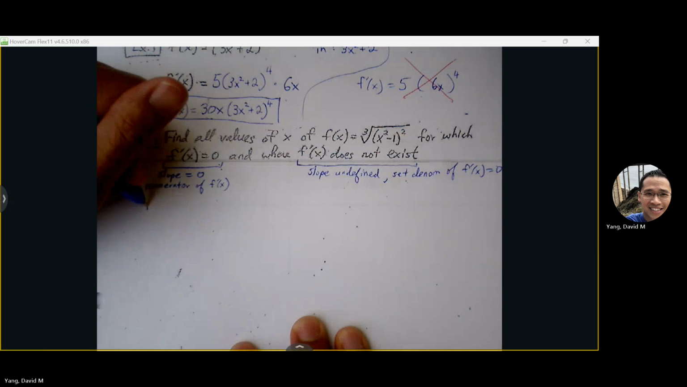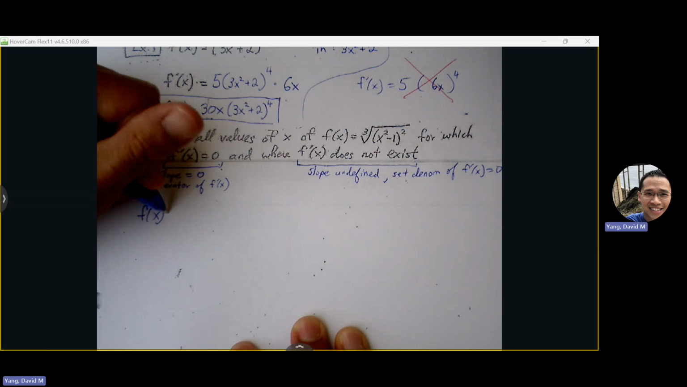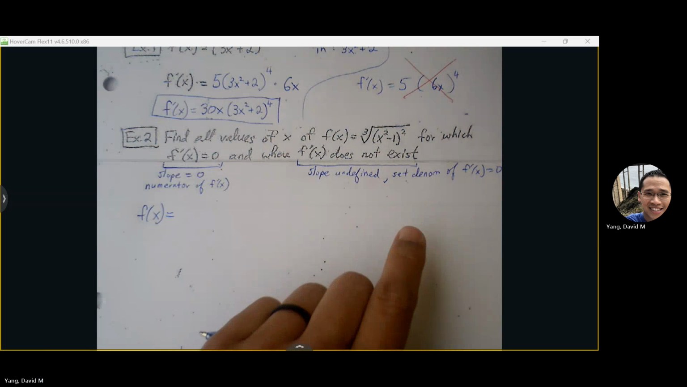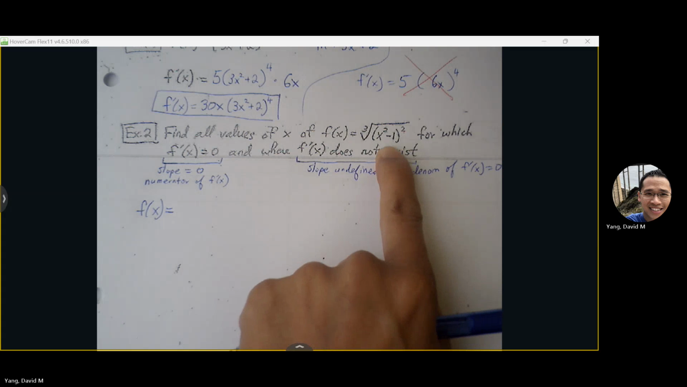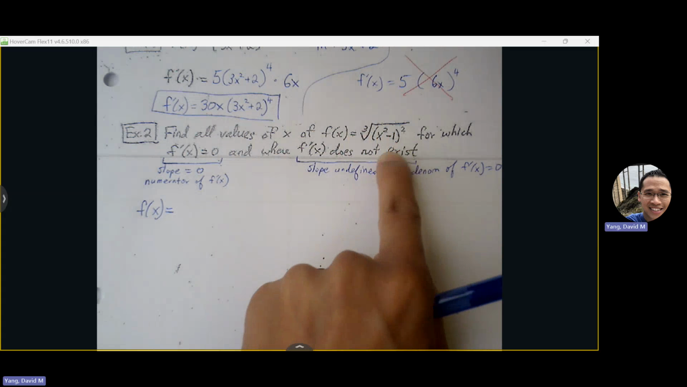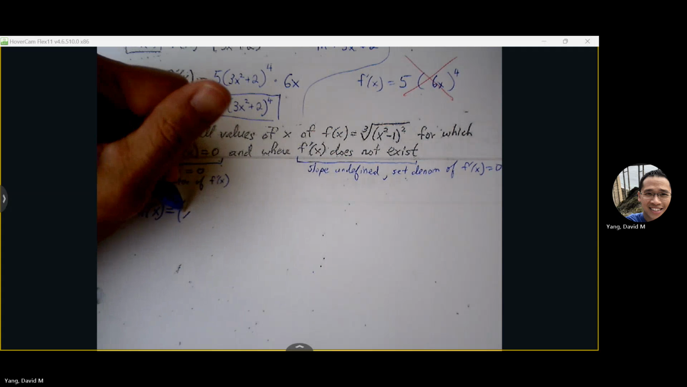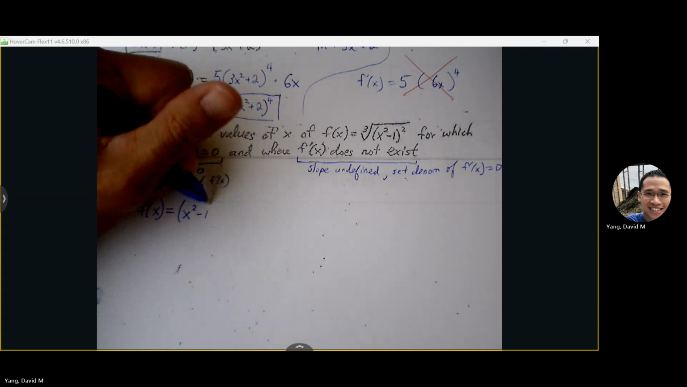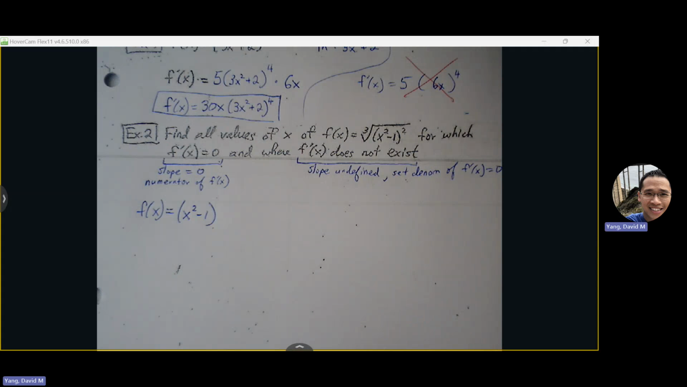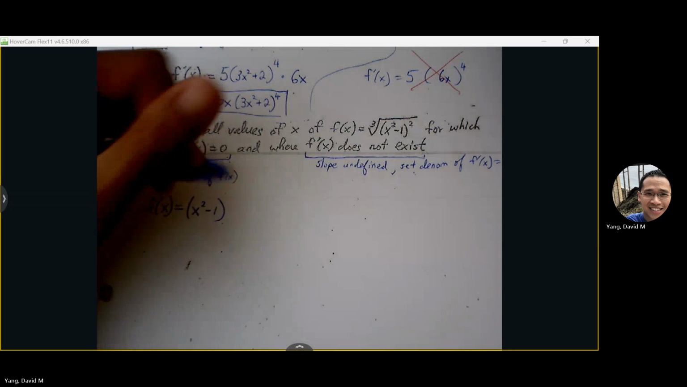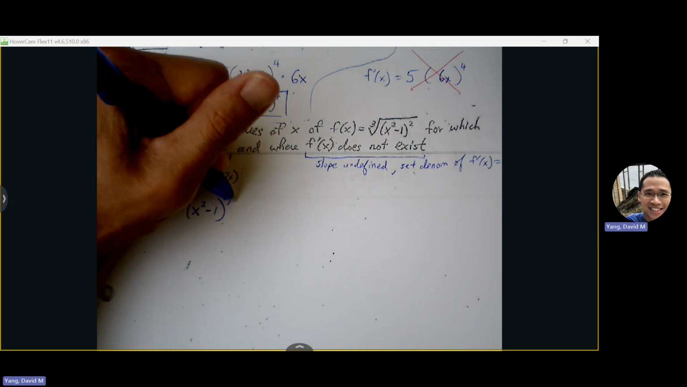All right. How can I rewrite this function here? Can I rewrite this without radicals? What would that look like? X squared minus 1 to the what? To the 2/3, right?